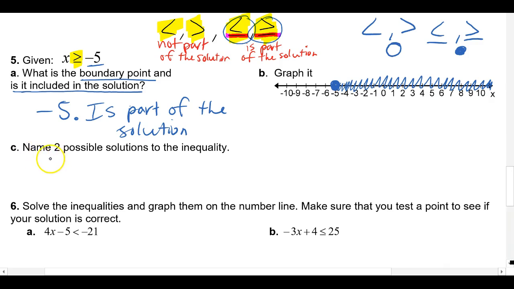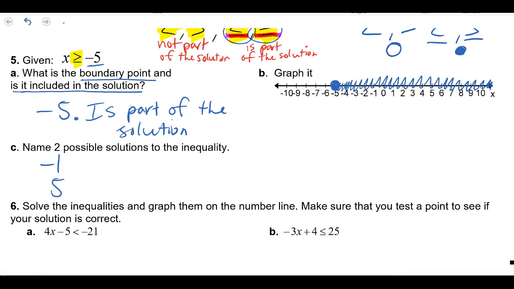Now for C, it says name 2 possible solutions to this inequality. Any possible solution is a number that is somewhere in this shaded area. Obviously the shaded area keeps on going forever and ever, but all you have to do is pick a number that's in your shaded area. So let's see, let me pick -1. And I'll pick 5.